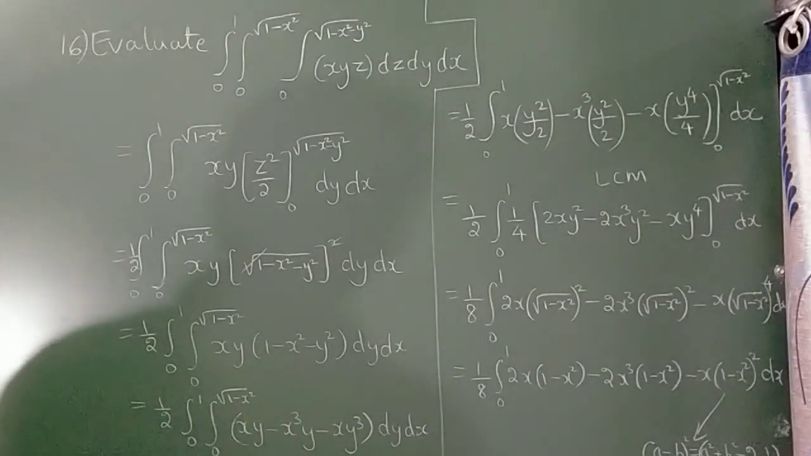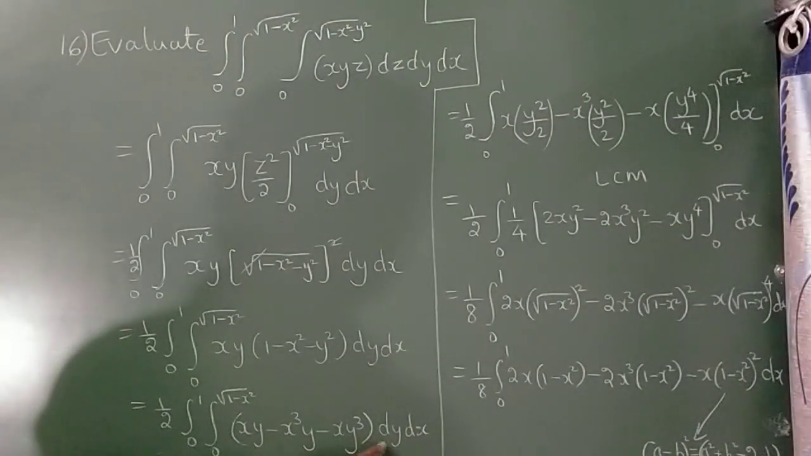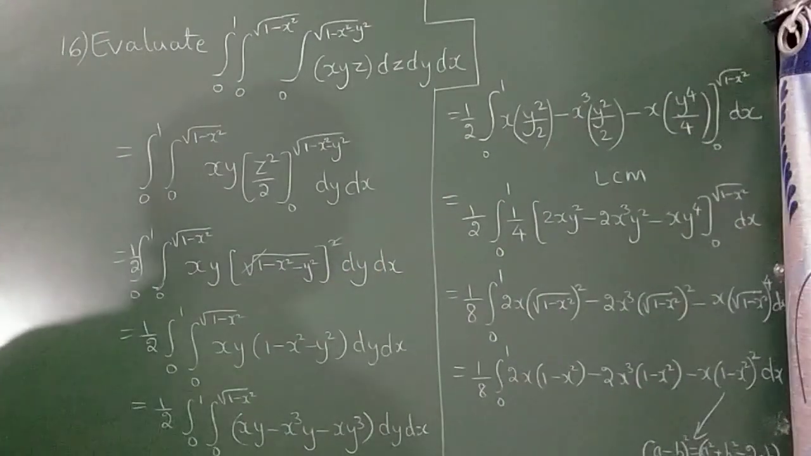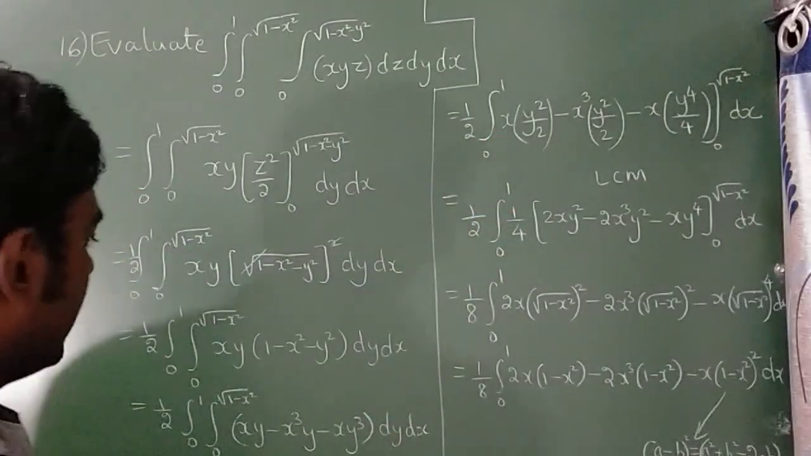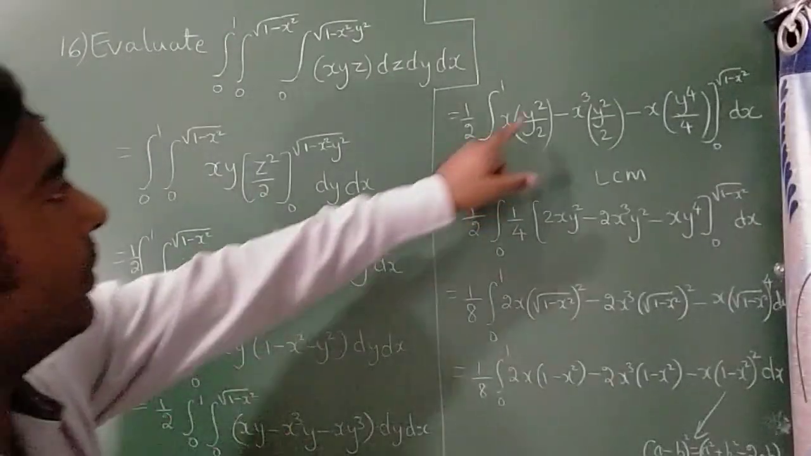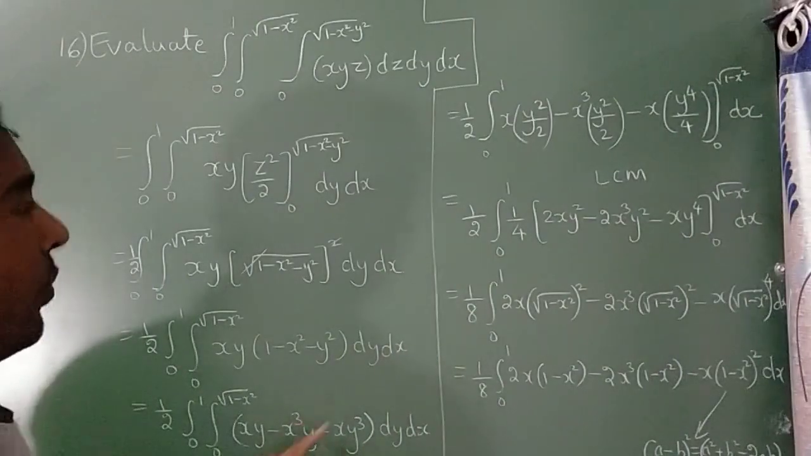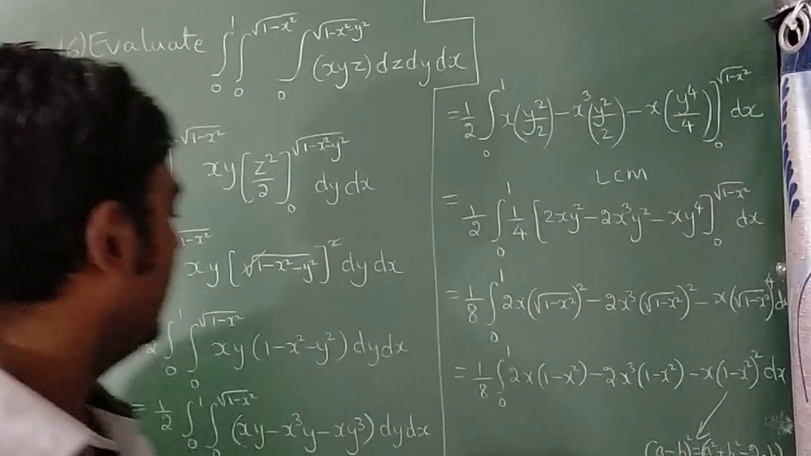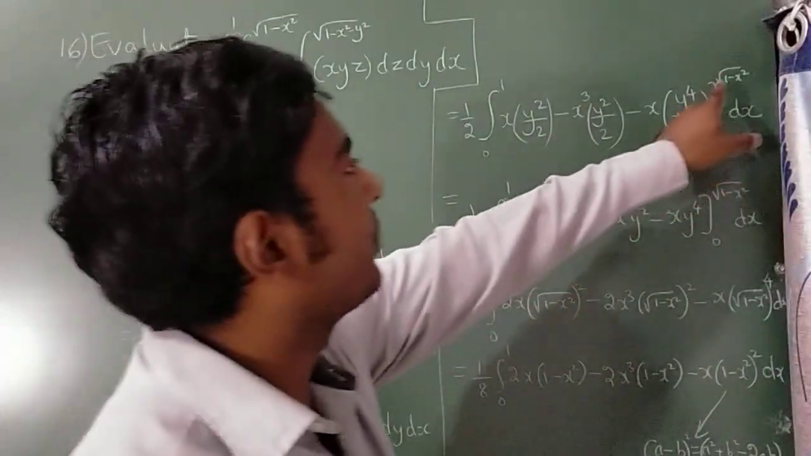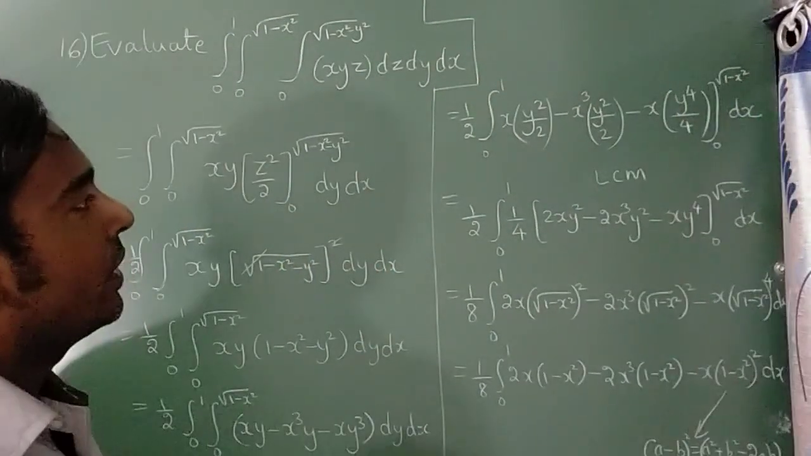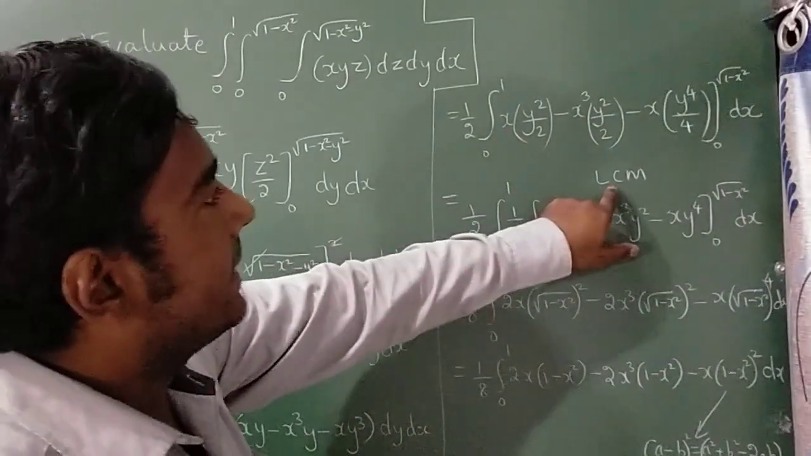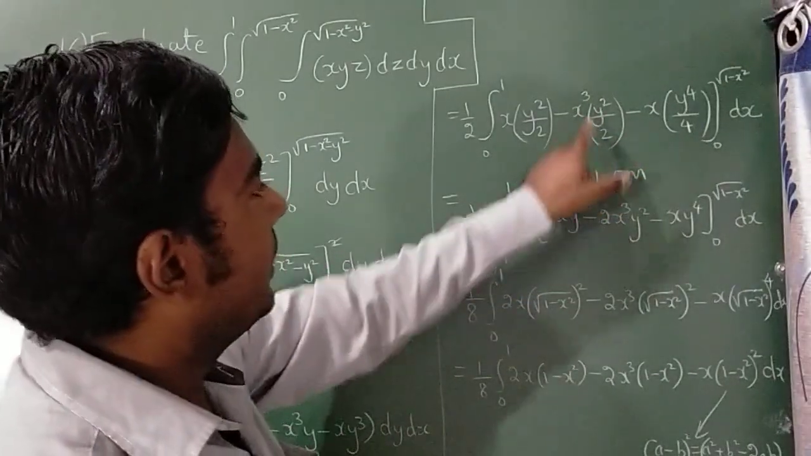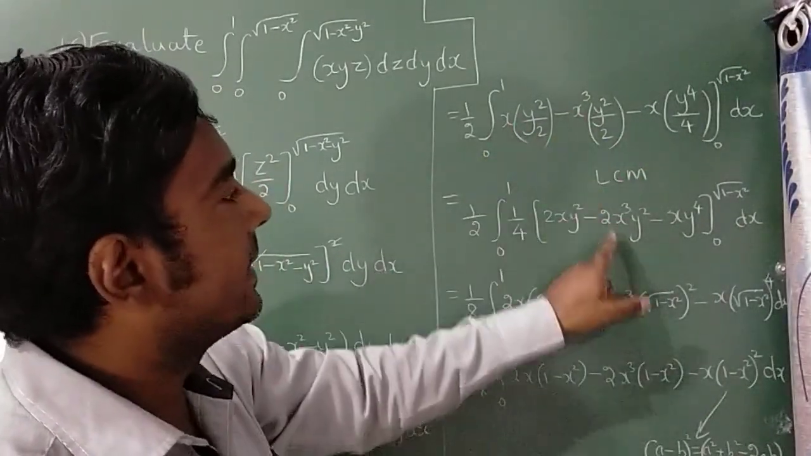Fine. Now I have to integrate with respect to y. Write this 1 by 2. Integration of y will become y square divided by 2. Integration of y cube will become y raised to 4 divided by 4. Applying the limit 0 to square root of 1 minus x square. Now I have taken the LCM. So for the LCM of 4, 2 will be multiplied for this and this.